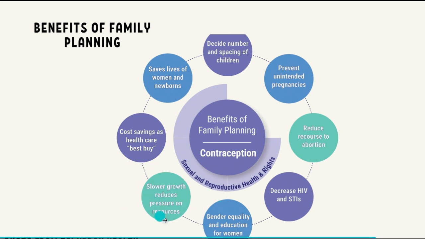And then slower growth reduces pressure on resources. So basically, once you do family planning, you're able to plan a lot more. For example, if you know you can't take care of 5 children, it means you're not going to have 5 children, right? That's basically what it means.